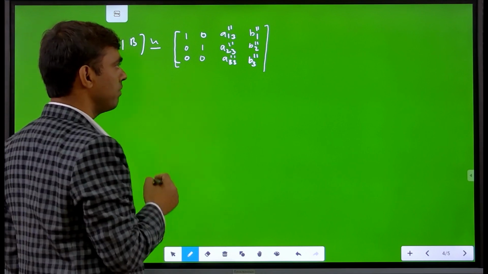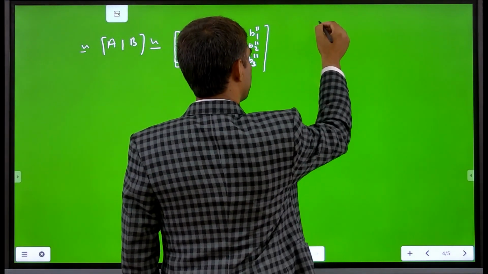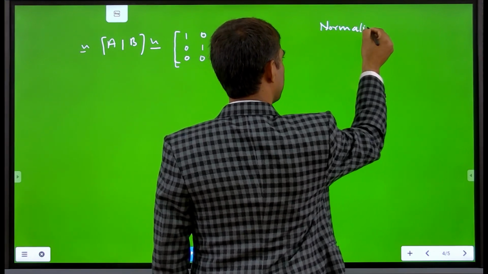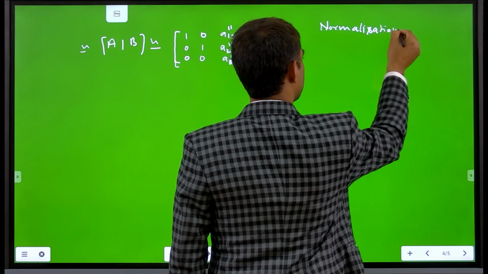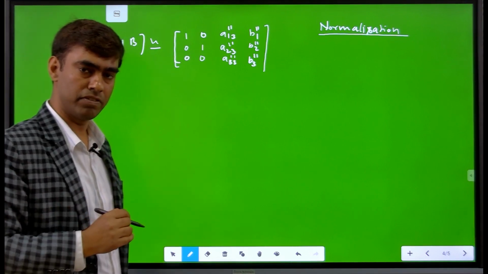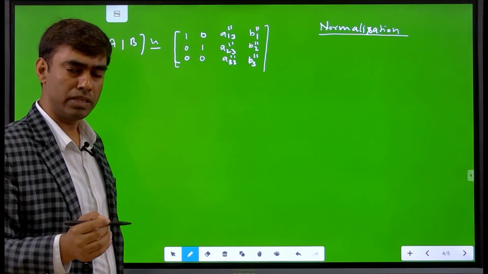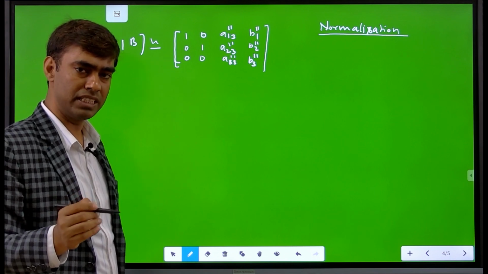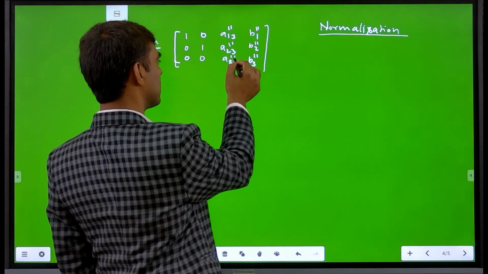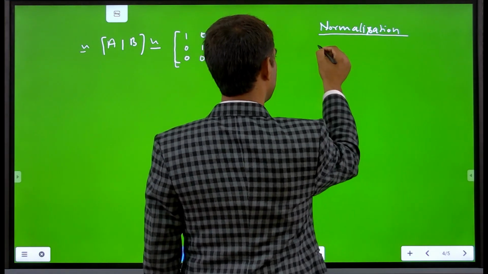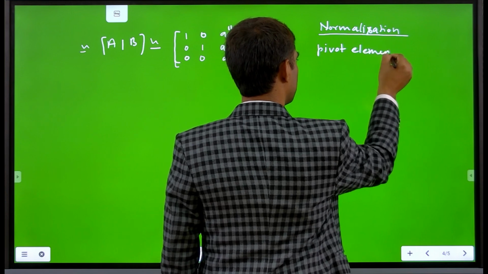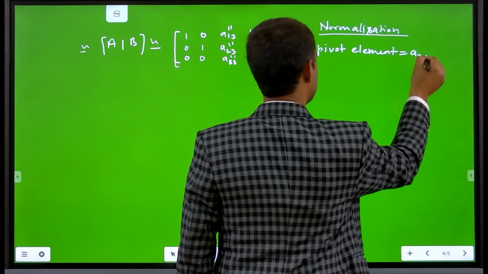Now again we perform the normalization, third stage. For the normalization, first of all we choose the pivot element for the third stage of elimination. In the third stage, the pivot element is the common element in the third row and third column. Which one is that? A33, which now becomes A33 double dash.